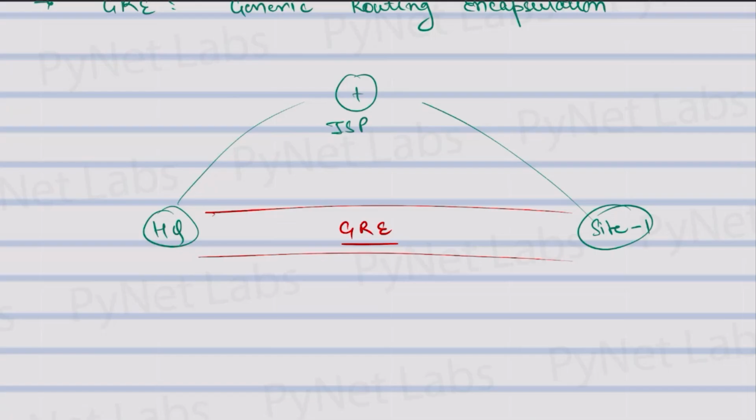What is underlay? Underlay is basically the physical connectivity that you have. Overlay is the virtual tunnel that we have created. So this connection here is known as underlay connectivity, and this tunnel that we are establishing would be known as overlay connectivity.